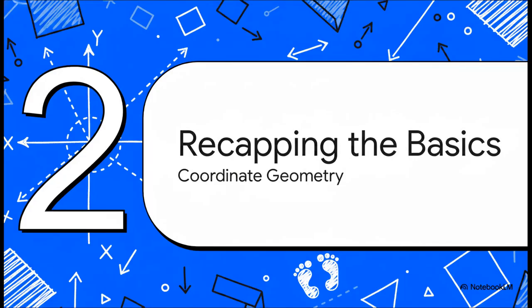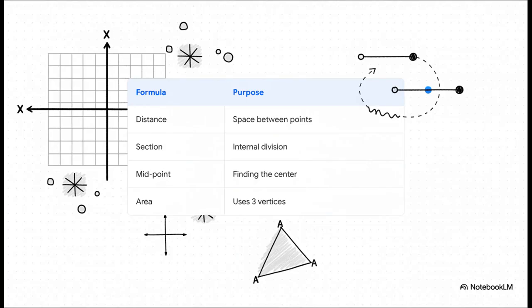Moving right along to Section 2, recapping the basics. Let's look at coordinate geometry. Now, you might remember these legacy formulas because they literally form the grid that maps our physical and digital worlds. Just as a quick refresher, you use the distance formula to find the absolute space between any two specific points. Then there's the section formula, which you use for calculating internal divisions along a given ratio. The midpoint formula does exactly what it says. It allows you to find the exact, undeniable center of a line segment. And the area formula calculates the exact space contained within three coordinate vertices. These are your foundational tools.